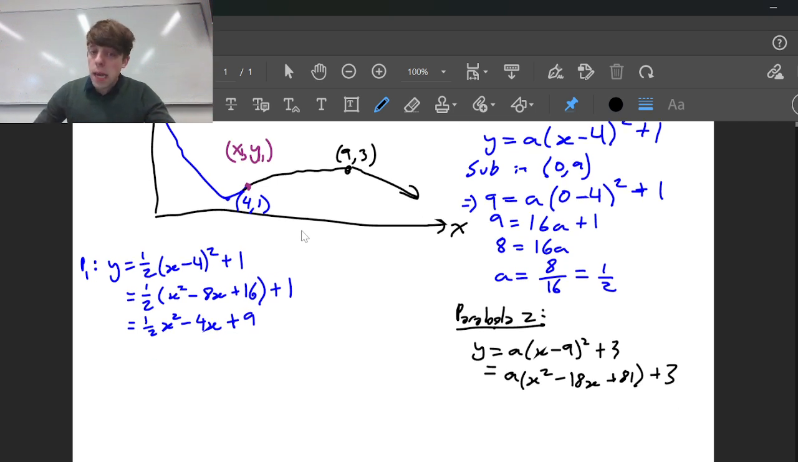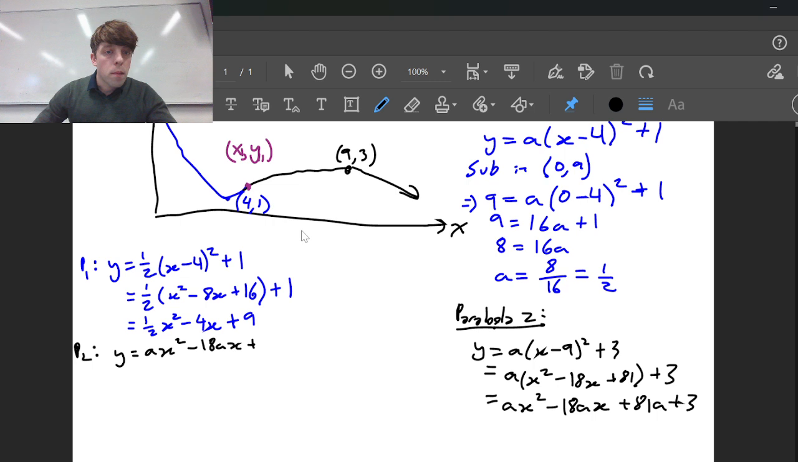Okay, and then we expand this bracket. So I'm going to distribute the a between everything inside the brackets here. So that's going to be a times x squared minus 18ax plus 81 times a. So I'm multiplying a by everything in the brackets, plus 3. Beautiful. So there's our equation for parabola 2. All right, so let's write that over here. Parabola 2 has the equation y equals ax squared minus 18ax plus 81a plus 3. And at this stage, we do not have enough information to find out what a is, unfortunately.